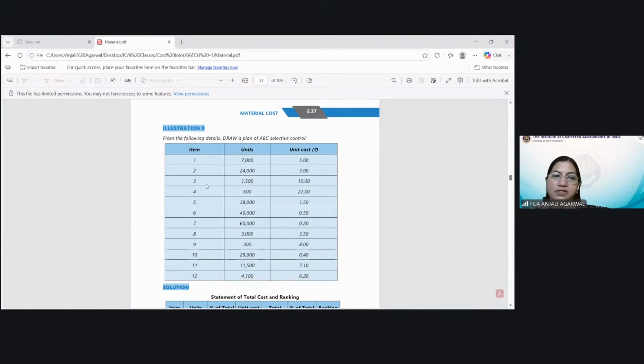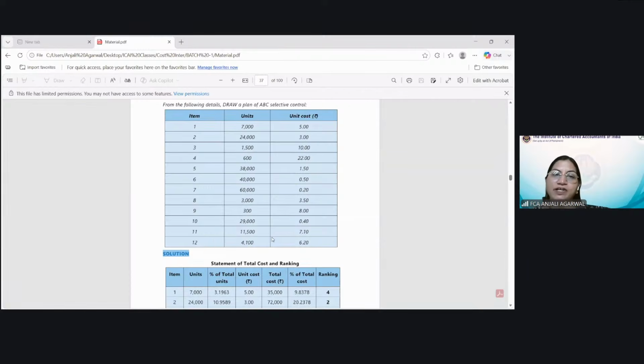Similarly, in the organization, this organization uses 12 different types of raw material, 7,000 units of this, 24,000 of this, 1,500 of this, and so on. And what is the unit cost? So you can find out the value of each of the 12 items: 7,000 into 5, 24,000 into 3, 1,500 into 10, 600 into 22, 38,000 into 1.5, and so on. You will see that 24,000 is too much in number of units but value is less. Just see 60,000 into 0.2. Value is just 12,000, but occupying a large space.